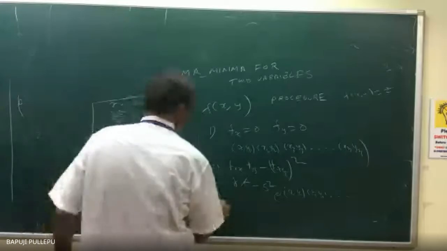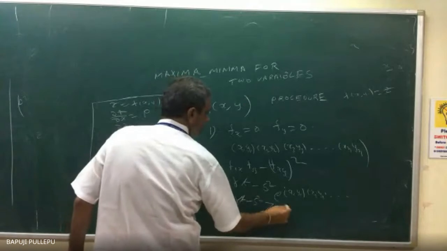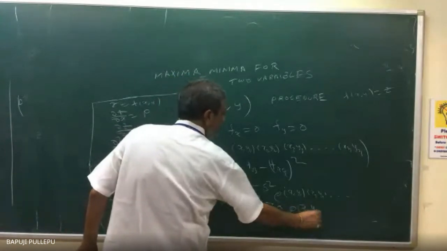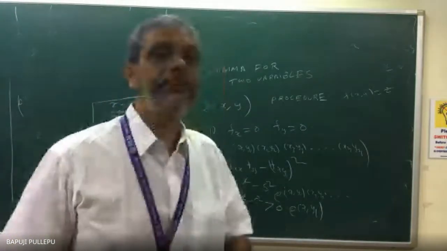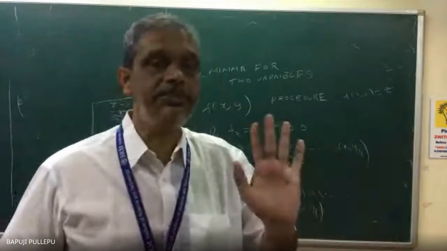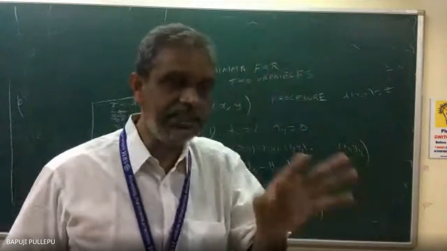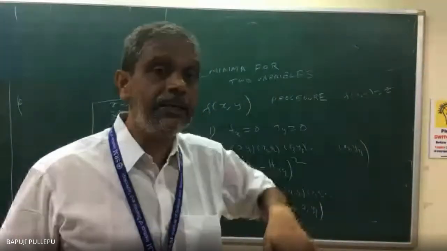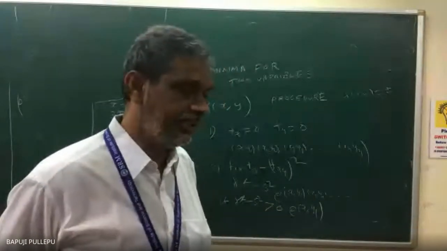Now, if RT minus S square is greater than 0 at x1, y1, my function attains either maxima or minima. First door will open. First best condition, if you want to go inside, this first qualification is what? RT minus S square greater than 0 at that point. At that point, my function attains either maxima or minima. Correct?